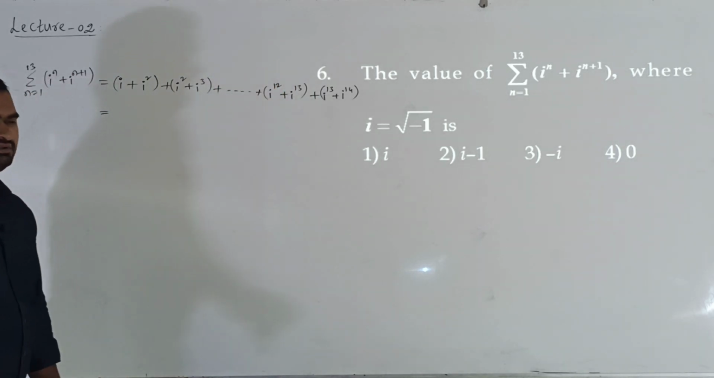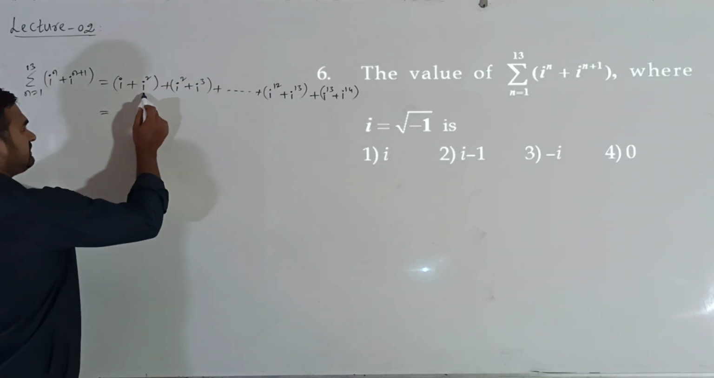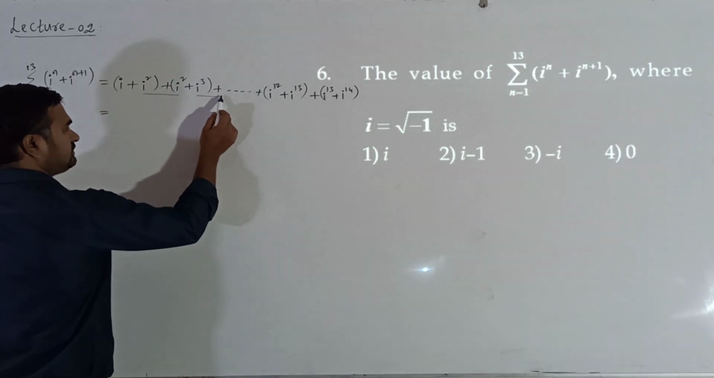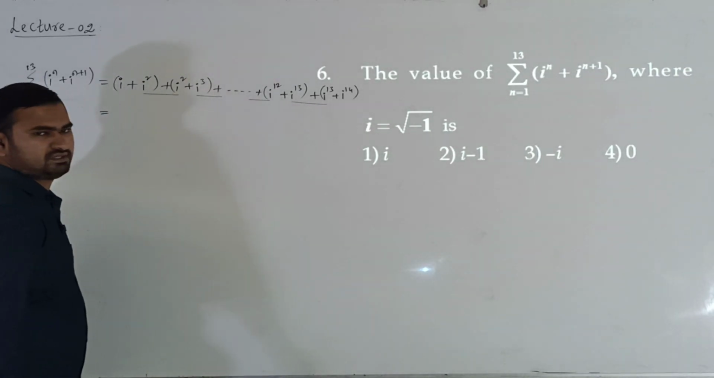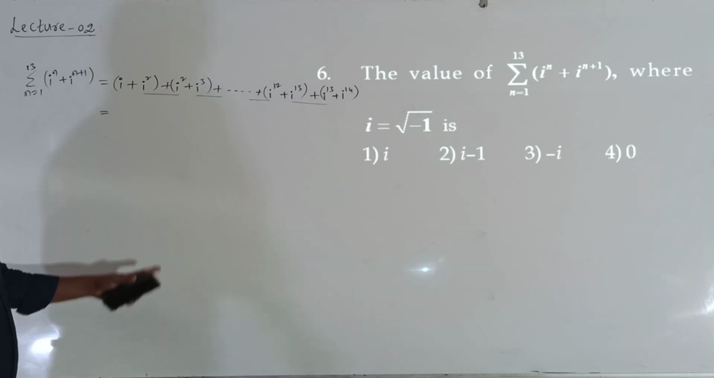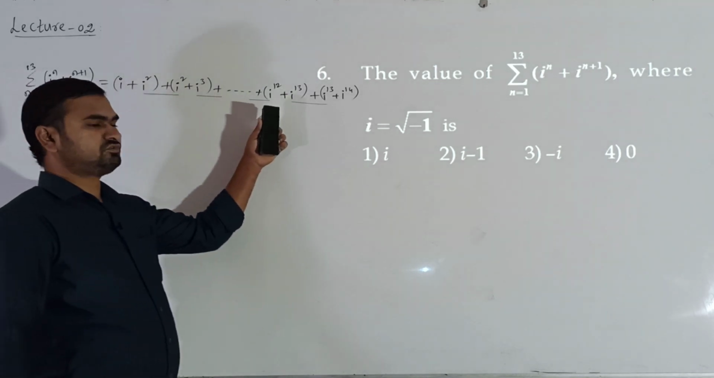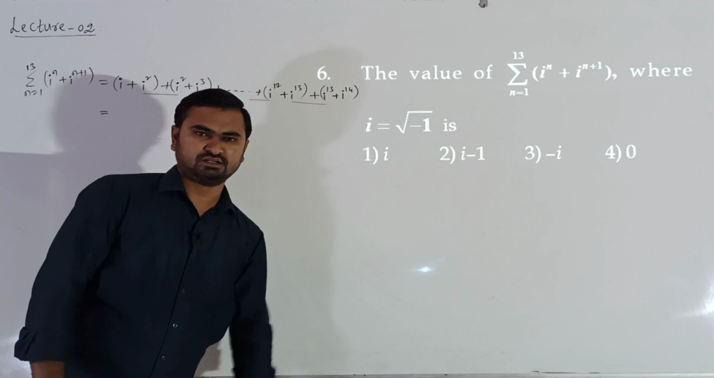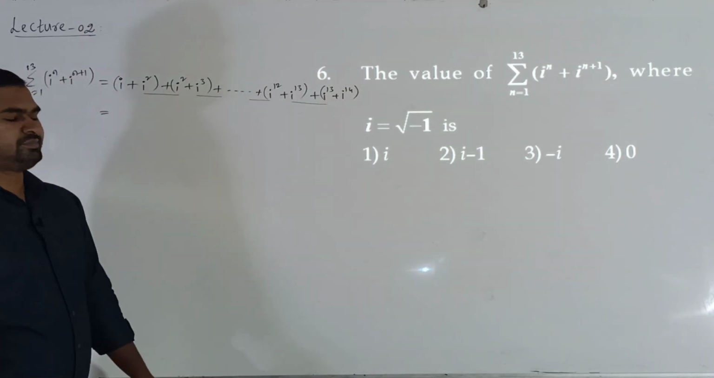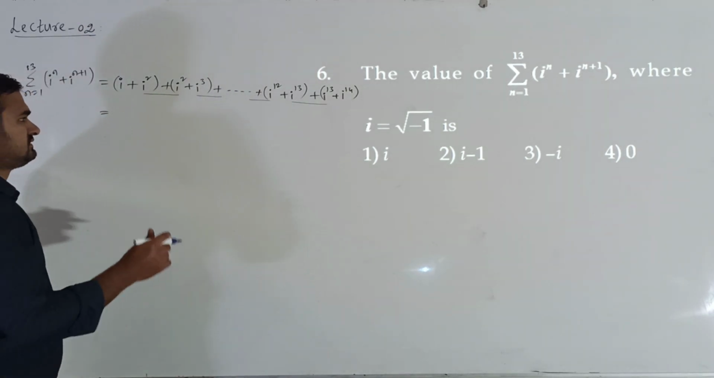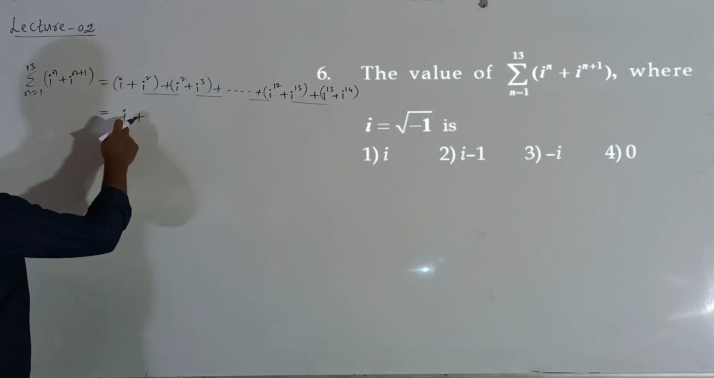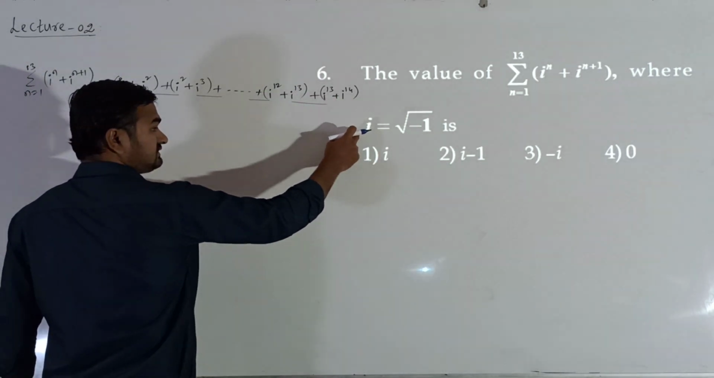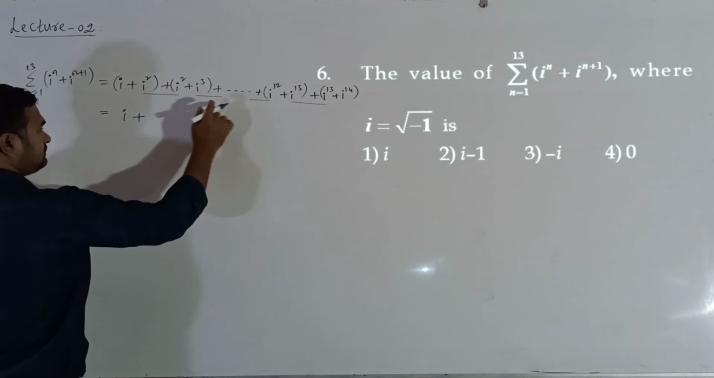If you observe, there are some terms which are repeating: i square, i cube, i power 12, i power 13. So which terms are repeating? i square, i cube, i power 4 and so on up to i power 13. Now each term is repeating how many times? 2 times. So this can be simplified as i is only once, i power 14 also only once. Now remaining all are 2 times.